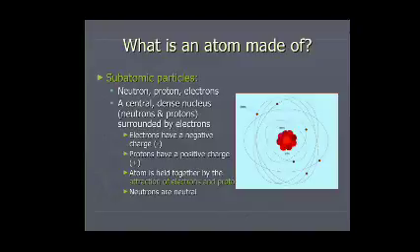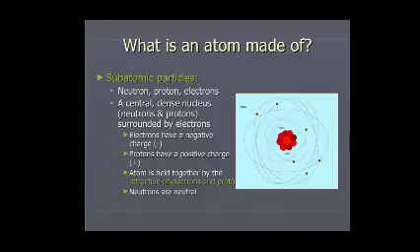Electrons are negatively charged particles, protons are positively charged particles. Neutrons have no charge, they are neutral. The atom is held together by the attraction of electrons and protons. Neutrons are neutral particles.